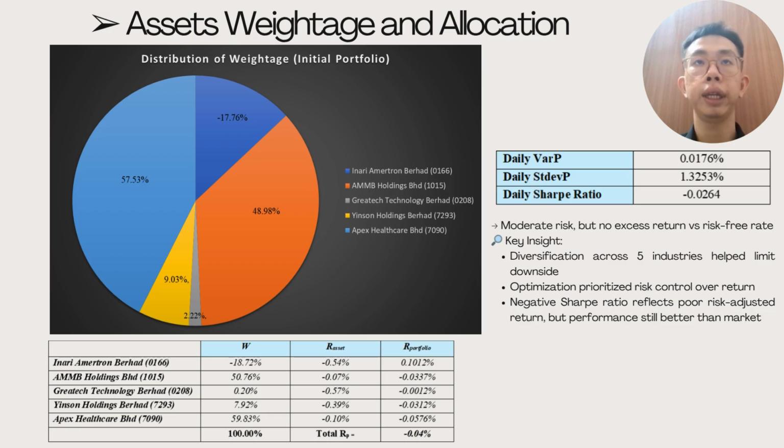We find that in this result, we can diversify the risk across the five industries. This will help to limit our risk. This can find the optimal balance, prioritizing risk control over the returns. The negative Sharpe ratio reflects poor risk-adjusted return, but our performance is still better than the market.